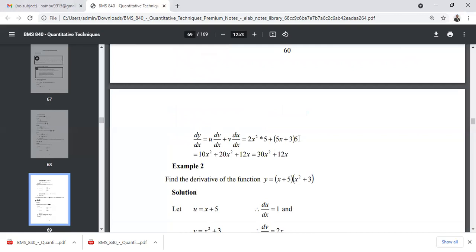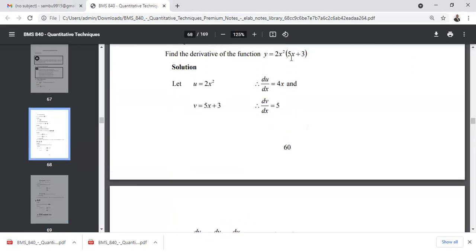Already we have a problem. It's supposed to be 4x. Kindly note that you're multiplying by 4x. Our du dx is 4x. It's not 5. Right?